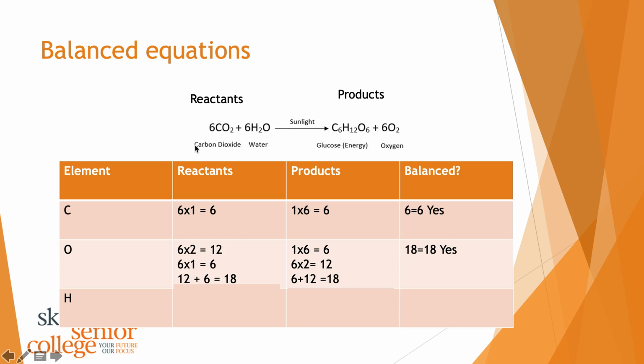Awesome. Let's look at hydrogen. So we have hydrogen and H2O. Here we have 6 water molecules, so 6 times 2 equals 12. And then if we look on the product side, we have 1 times 12, which is going to equal 12. So let's look at that. In the reactants, 6 times 2 equals 12. Fantastic. In the products, 1 times 12 equals 12. 12 equals 12. Yes, it does.